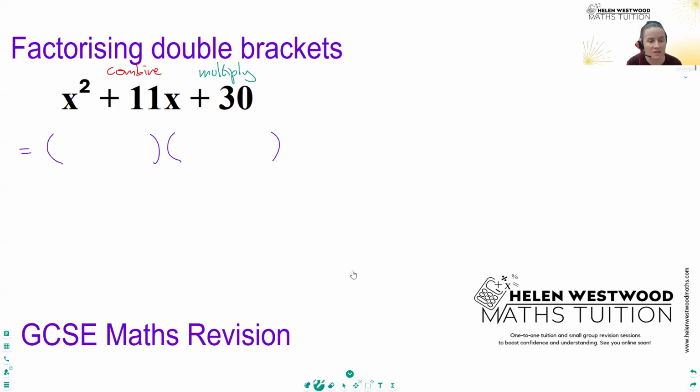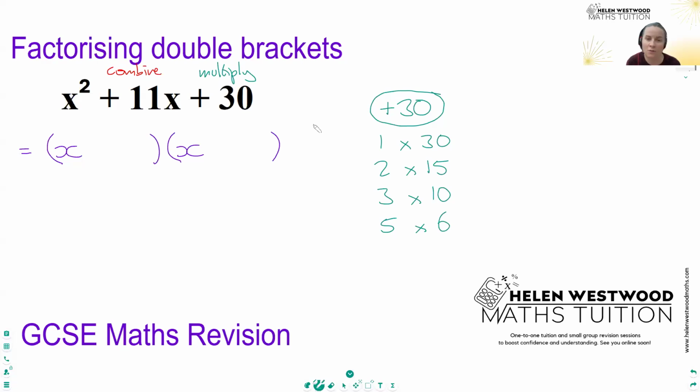What can be a good starting point is this: because we've got x squared at the beginning, we know that we've got that by multiplying x by x. And then we think about what numbers will multiply together to give 30. Because both of these signs here are positive, we know we're going to have both positive numbers within our brackets. So if we write out our factor pairs of 30, we're looking for what numbers multiply together to give 30 and then combine together to give 11.